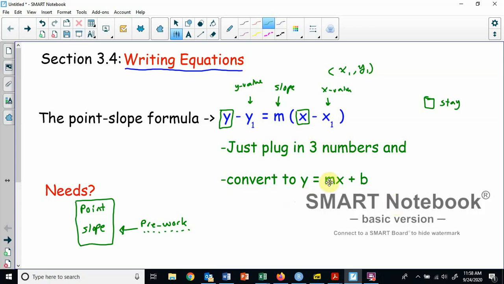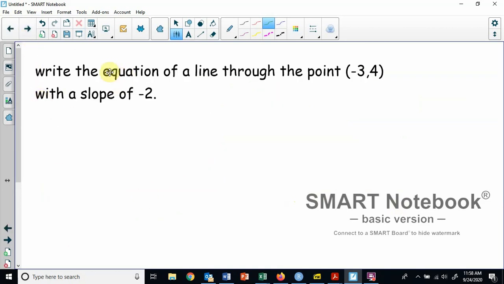So let's actually jump into an example. The first one, I'm going to make it really simple. I'm going to give you the point and the slope, and then we will build from there. Write the equation of a line through the point negative 3, 4, with a slope of 2.